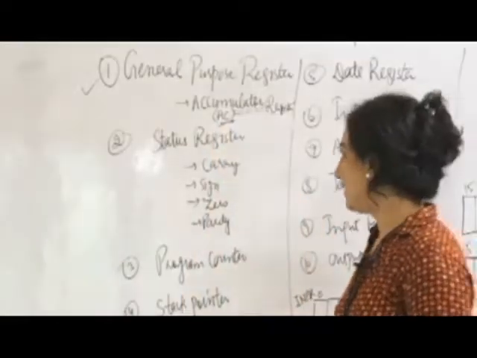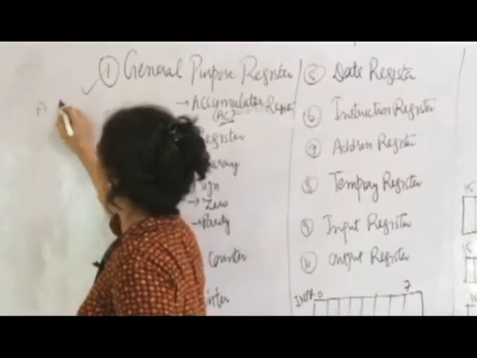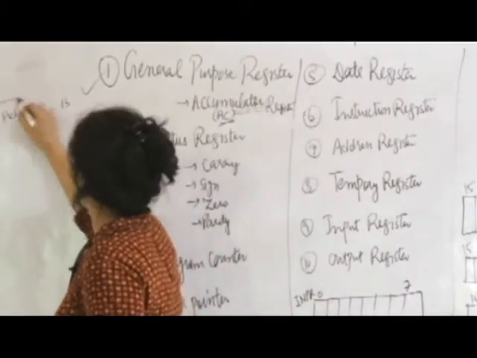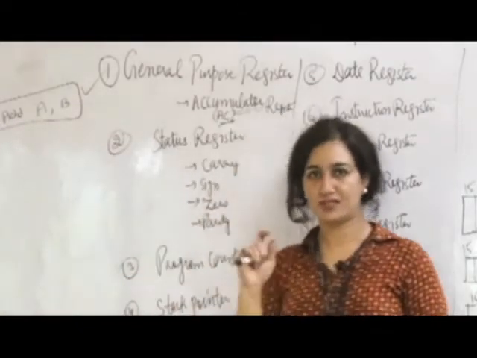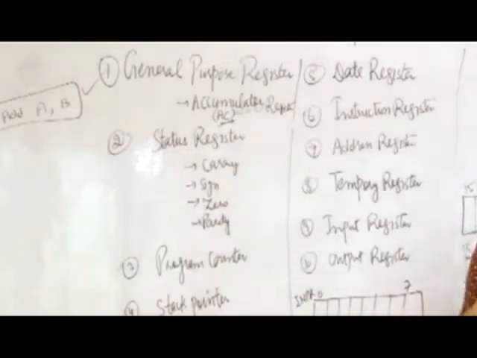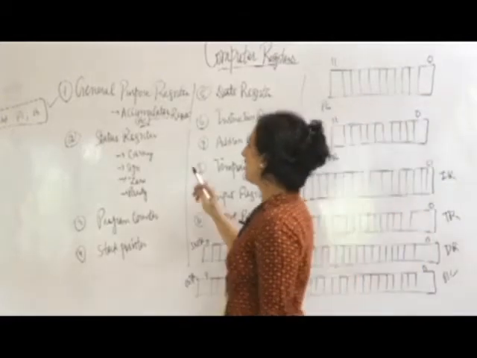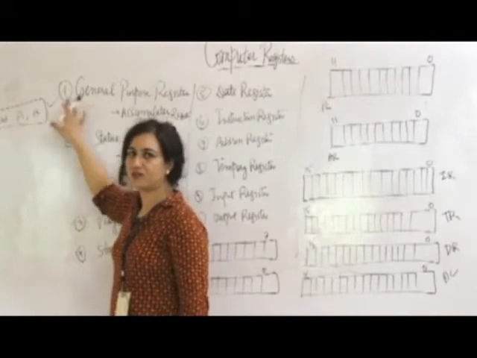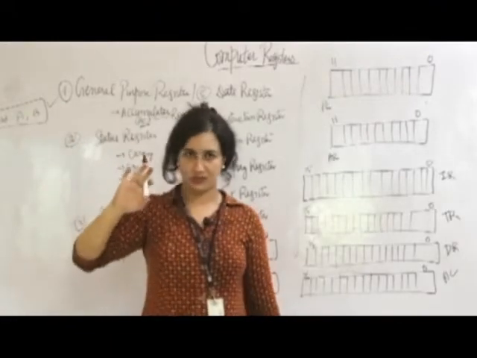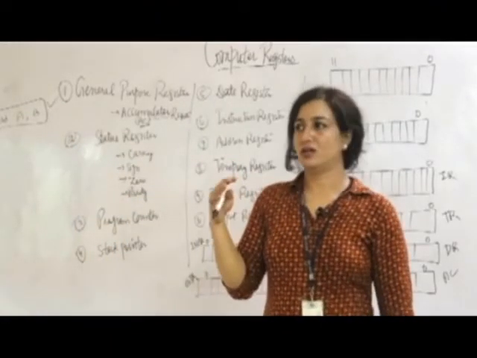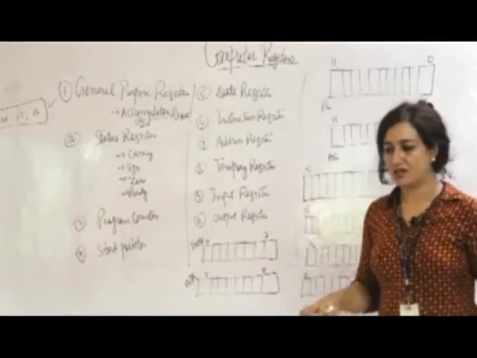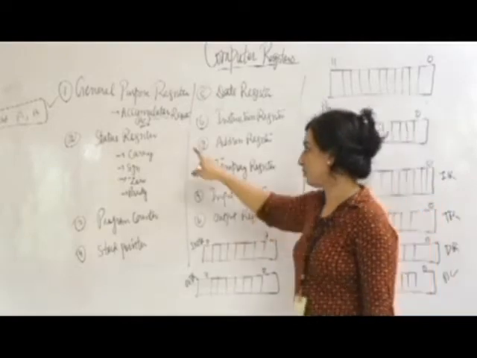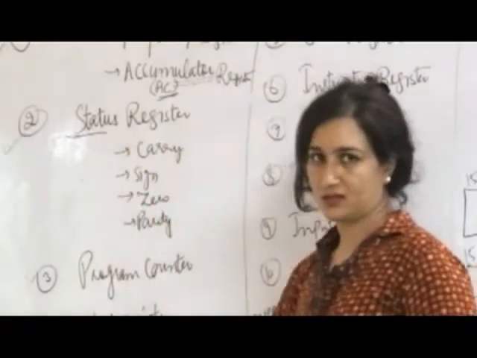Suppose there are 2 operands A and B and I say ADD A comma B. This is an instruction, right? After adding the values of A and B, the result will be stored by the accumulator register. So in all the daily computer tasks, when we are doing calculations, all the work is done by the accumulator. Second is the status register.